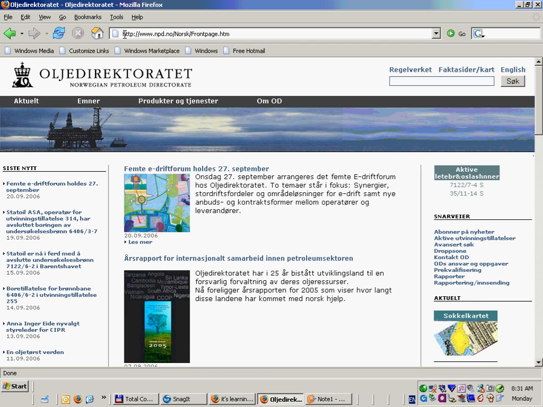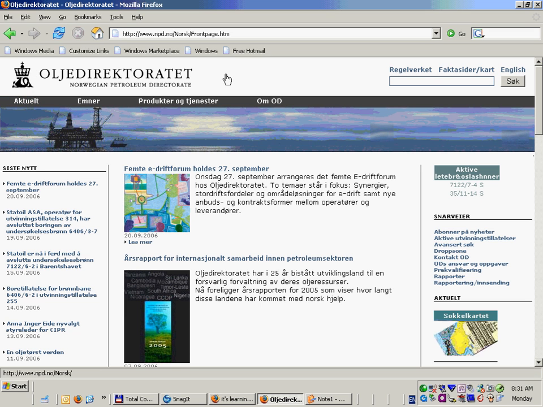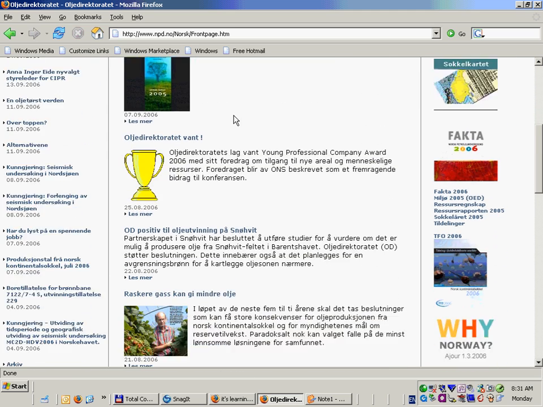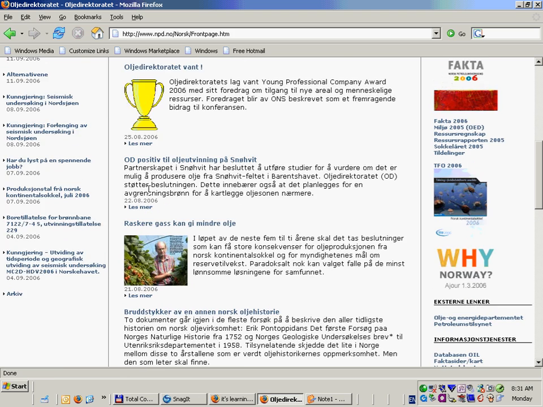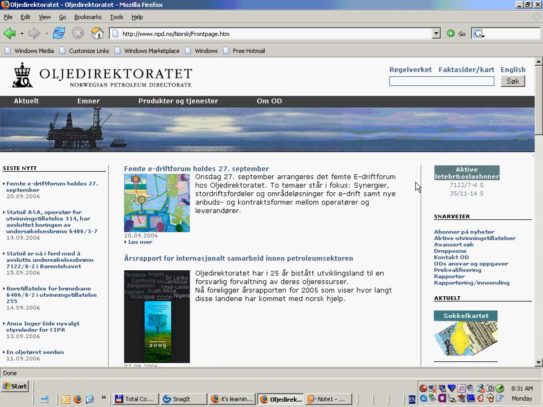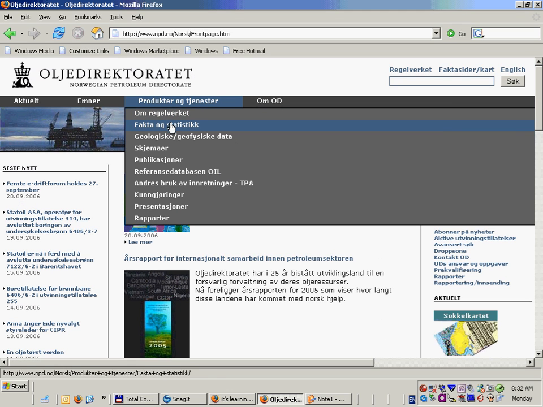Now, we've got different stuff here, and there's a lot of stuff I don't even know what's there. But we'll try to move towards the data-related information. This is a very, very fine reservoir engineer in the oil directorate. He's been there forever. Leif Hindraker. Let's see here. I just did this a few minutes ago. We wanted to go to, here we go. Produkter og tjenester. Fakta, statistikk, geologisk, geofysisk data. And that's the most closely related thing to what we're talking about today. Okay, so we'll pop there.